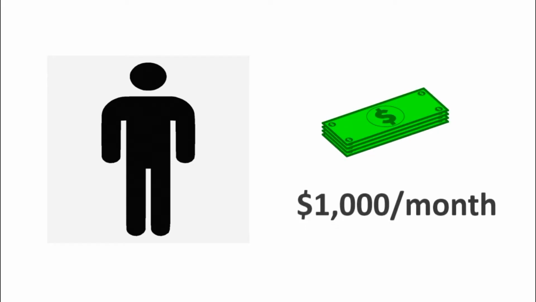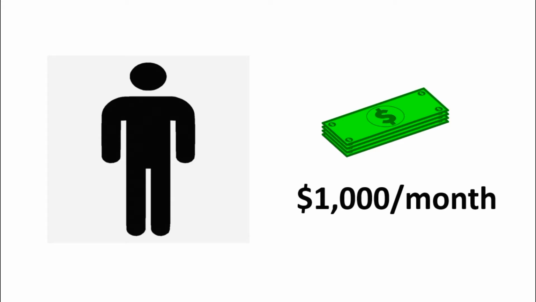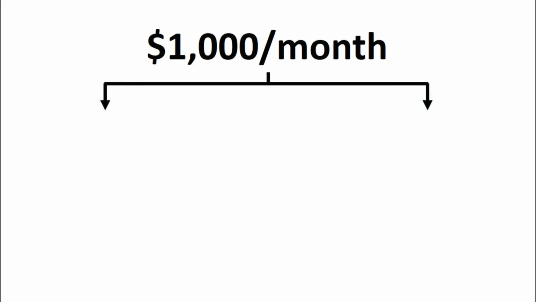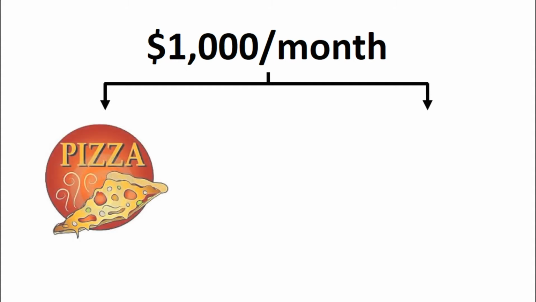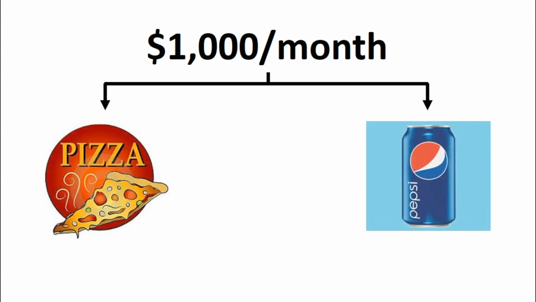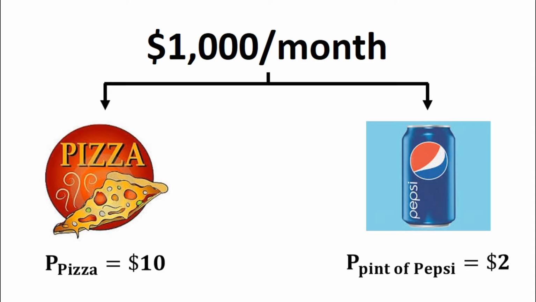Suppose that there is a consumer who earns an income of $1,000 per month. He spends his entire income on pizza and Pepsi. The price of pizza is $10 and the price of a pint of Pepsi is $2.